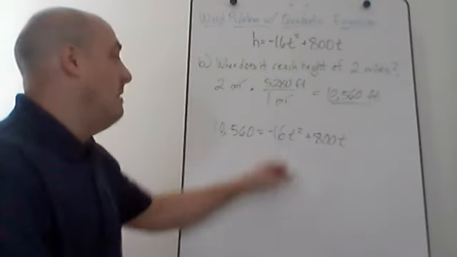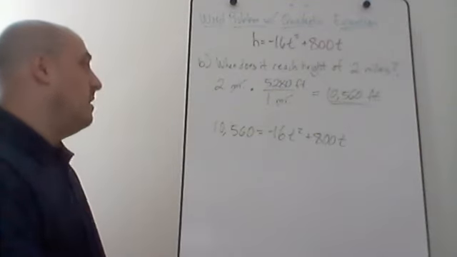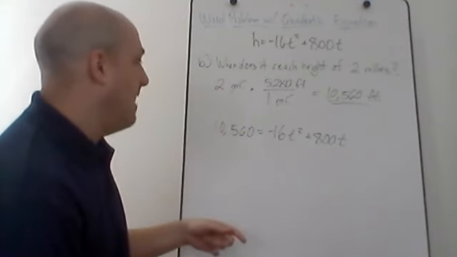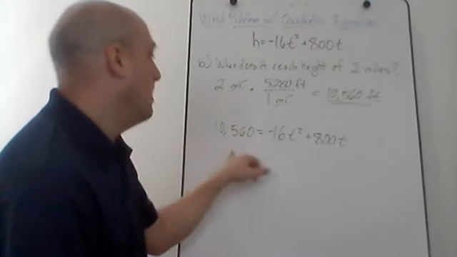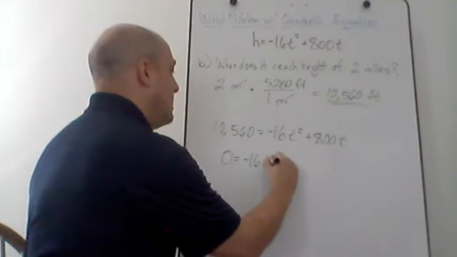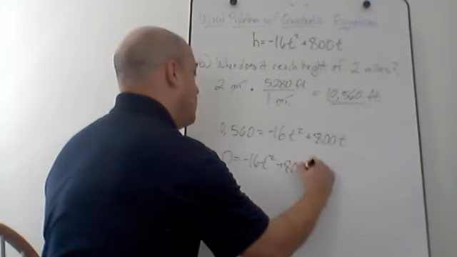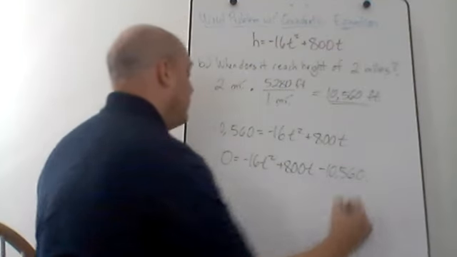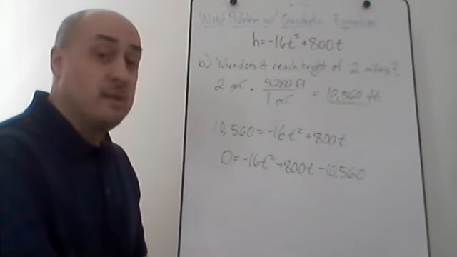So I have once again a quadratic equation I need to solve. So what I'm going to do now is subtract this 10,560 over to the other side. I'll make it 0 equals negative 16t squared plus 800t minus 10,560. And now maybe I could factor this.